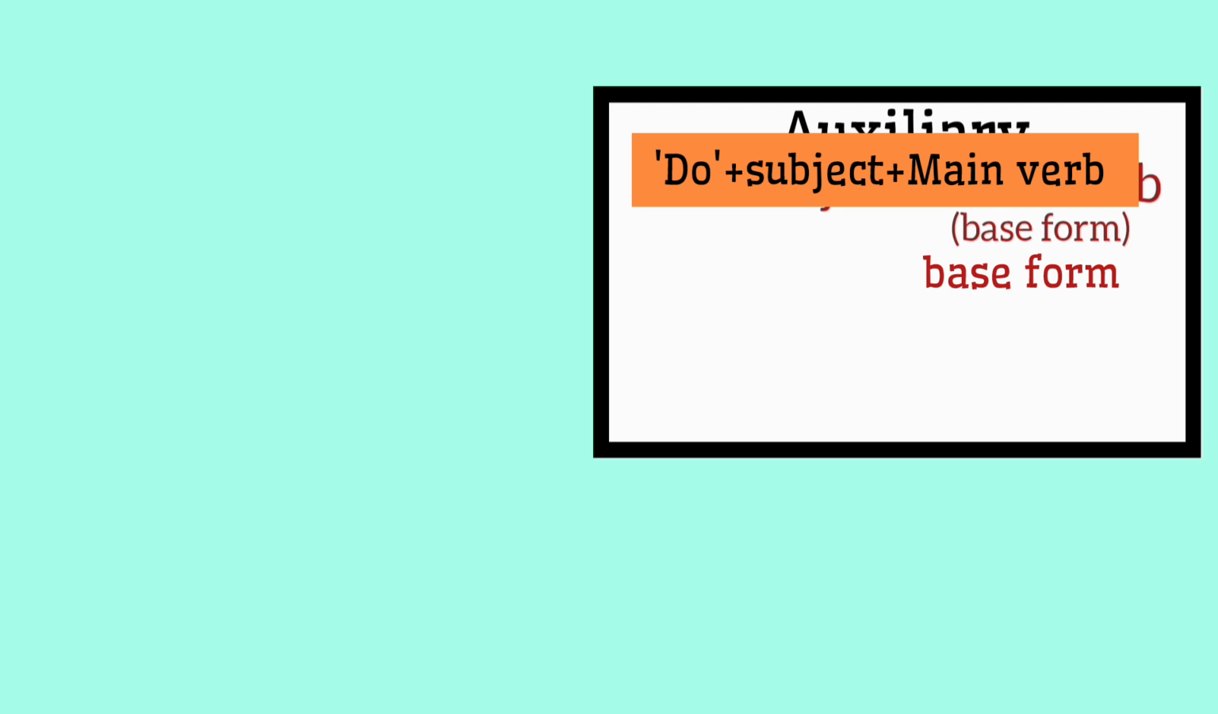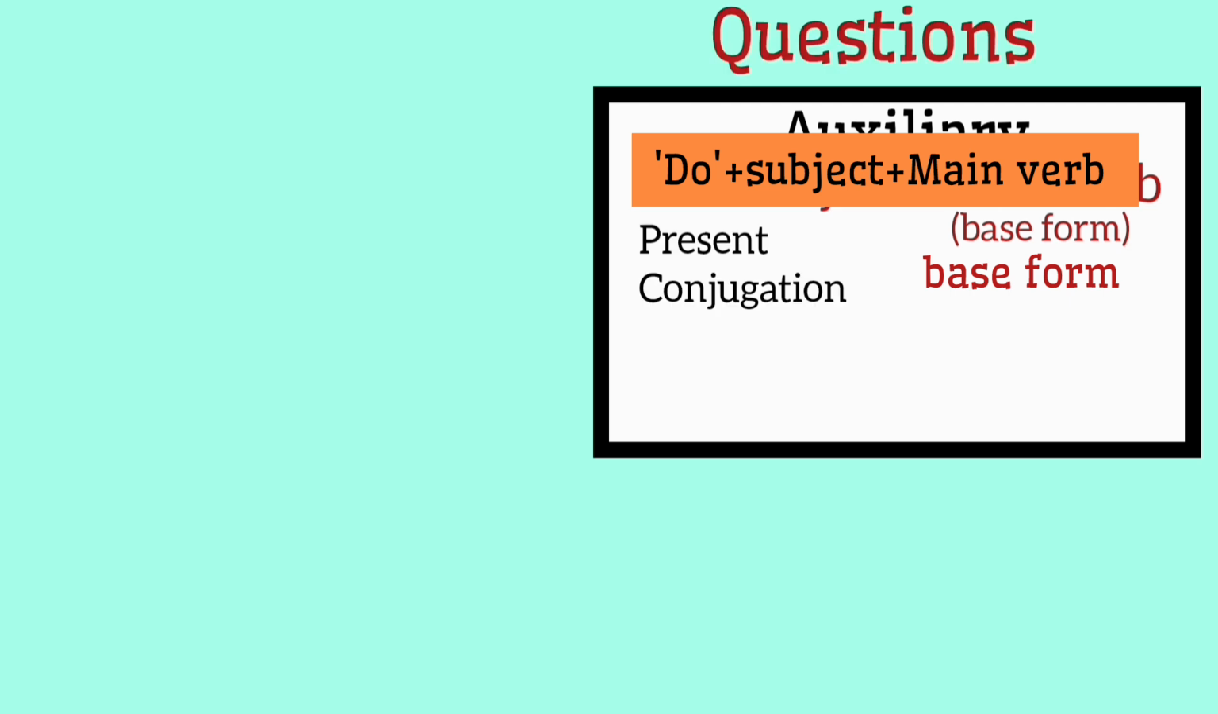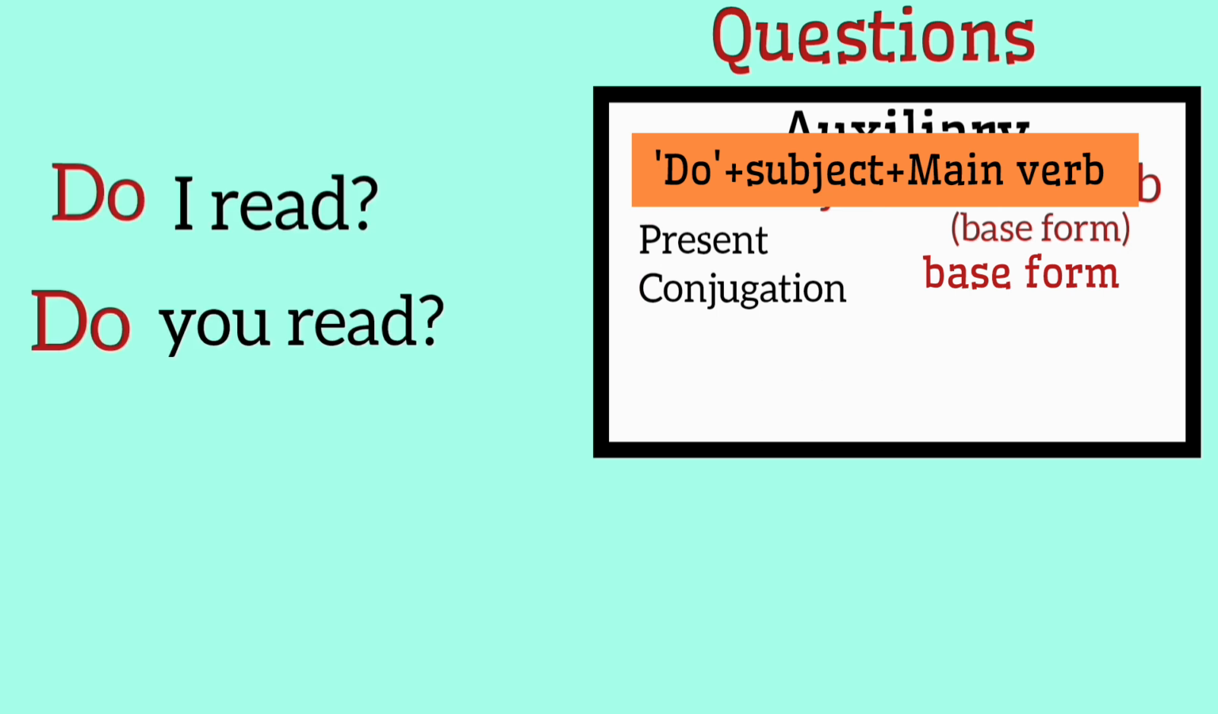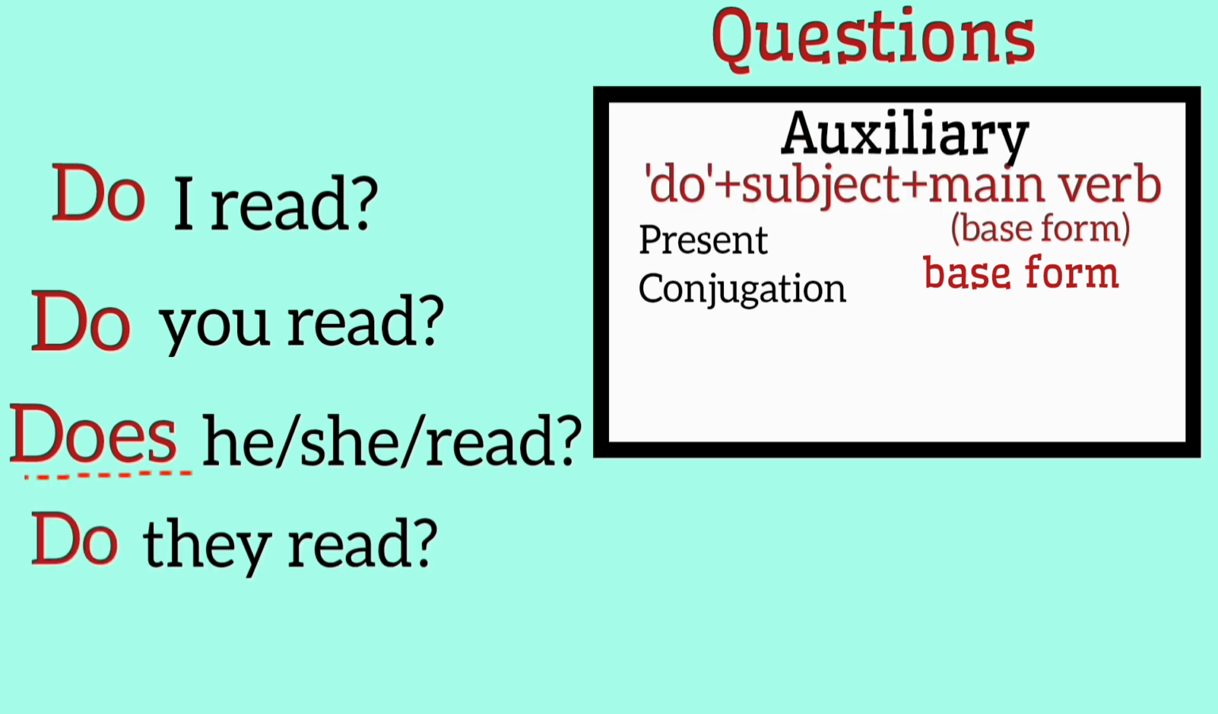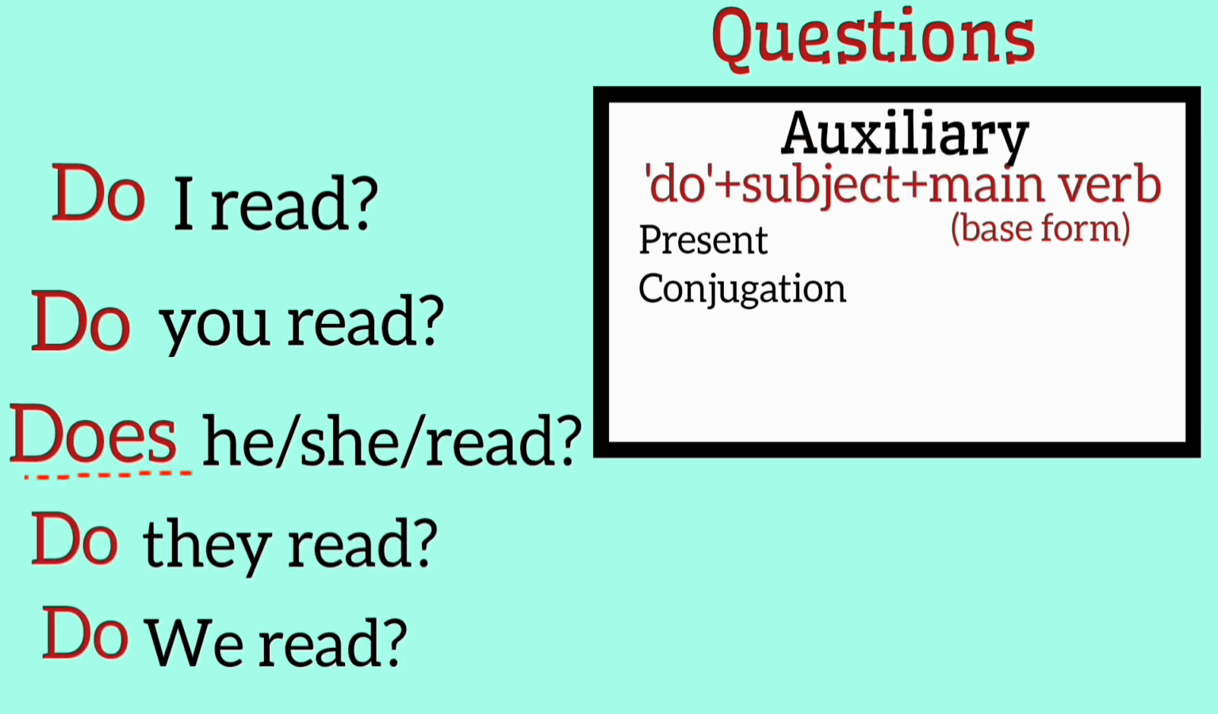When forming a question, we place the do or does before the subject. For example, do I read? Do you read? Does he, she read? Do they read? Do we read?